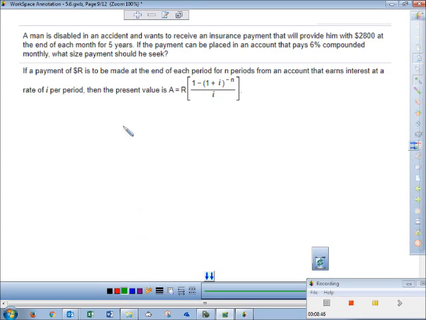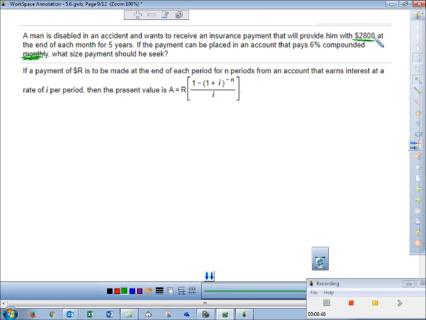Or like this guy here, he got into an accident. Like a man got disabled and is in an accident and wants to receive an insurance payment that's going to provide him with this much money at the end of each month for 5 years. The payment is going to go into an account that pays 6% compounded monthly. What size payment should he seek? So the dude got in a wreck, right? And he's looking for the insurance company to get some money, right? How much money should he seek, right? It's like, how much should the insurance money give him?